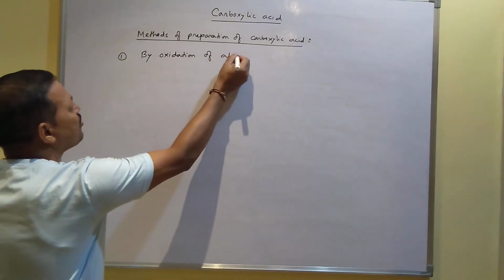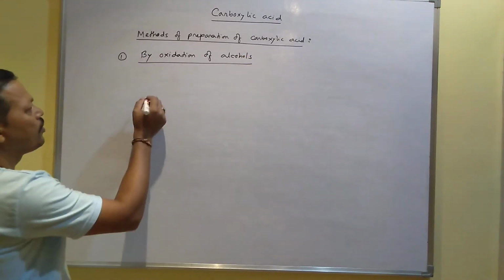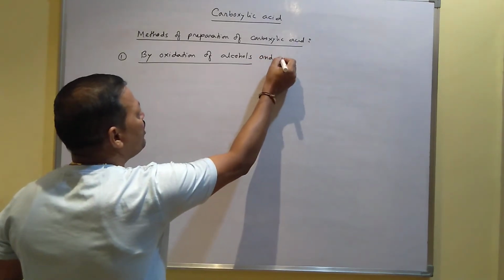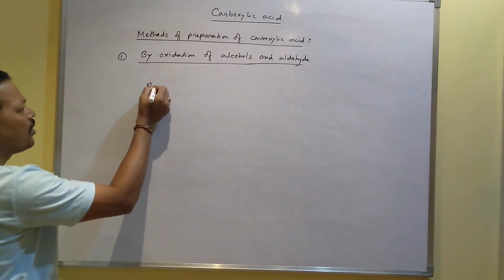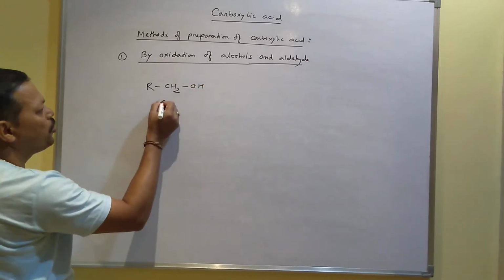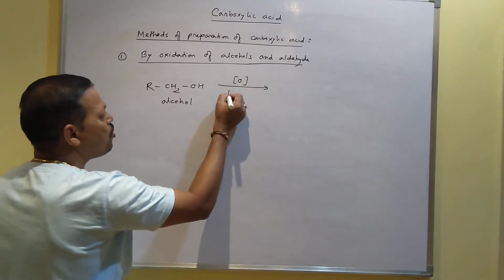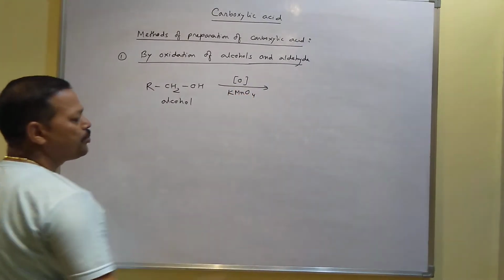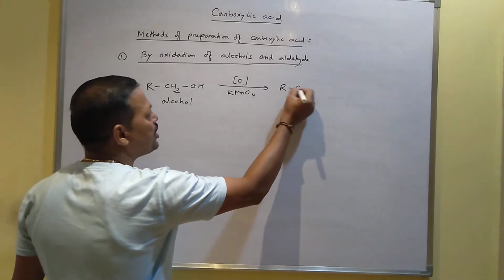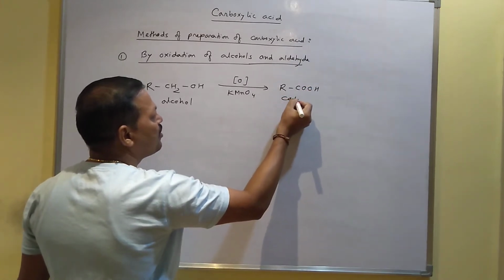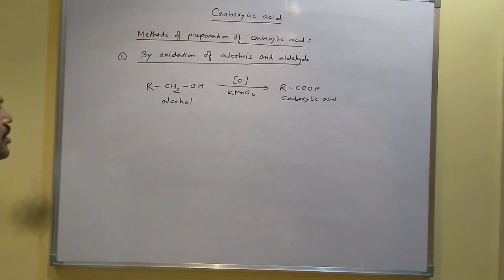By oxidation of alcohols, and also aldehyde. This is your alcohol, RCH2OH. When alcohol undergoes oxidation in presence of a strong oxidizing agent like potassium permanganate, it directly converts to carboxylic acid, RCOOH. If you apply a weak one, then you will get aldehyde. So this is one of the methods. From alcohol you can prepare carboxylic acid.